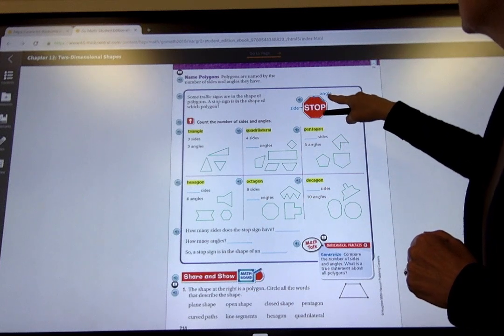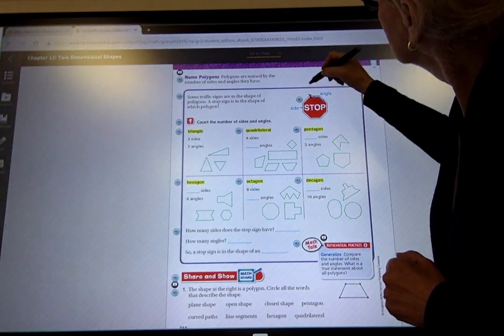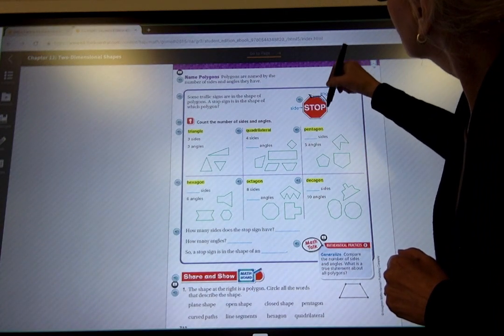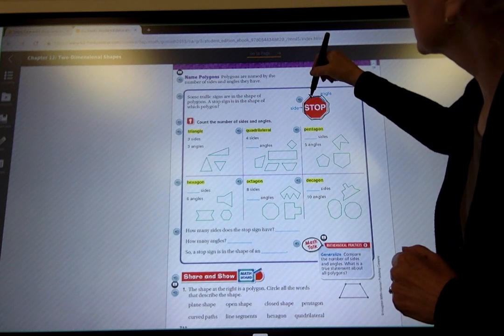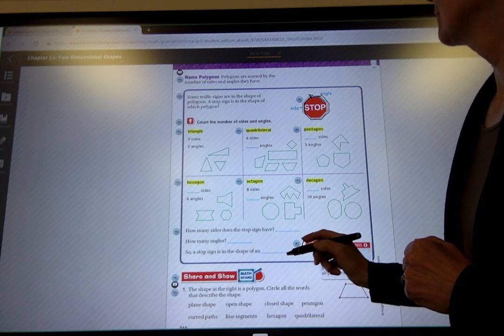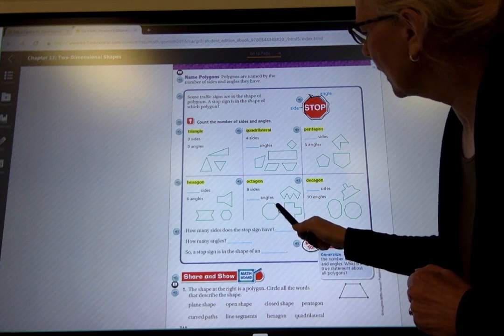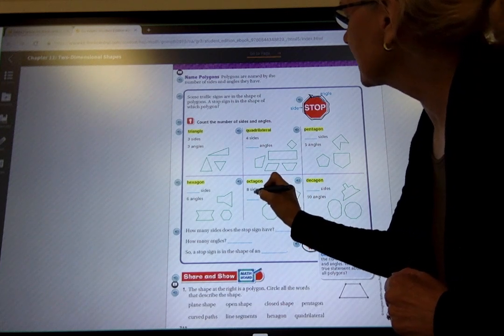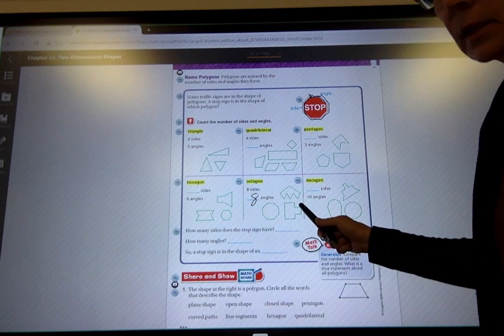Well, let's see. Let's count. We'll start right here. 1, 2, 3, 4, 5, 6, 7, 8. 8 sides. It's an octagon. Does it have 8 angles also? 1, 2, 3, 4, 5, 6, 7. It does. But they're saying these are octagons too.